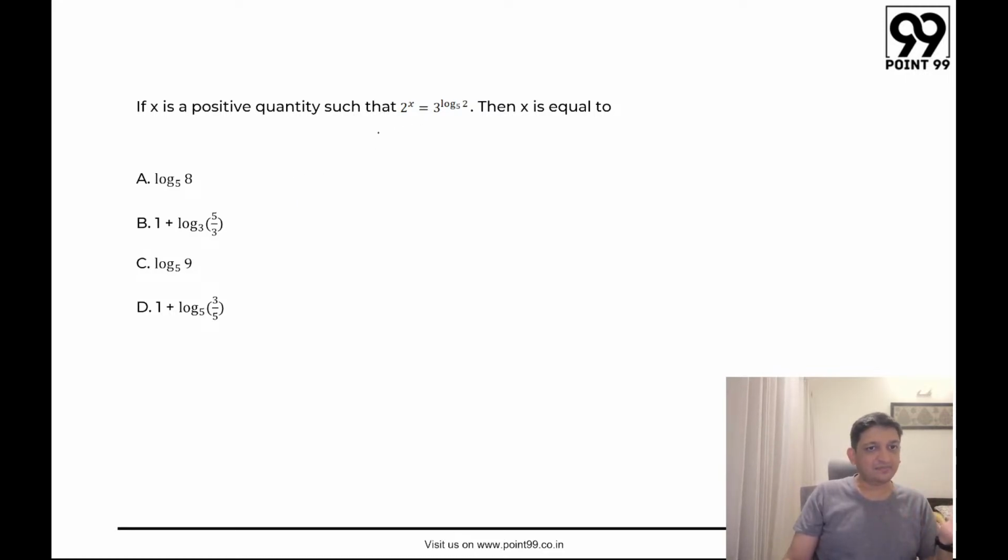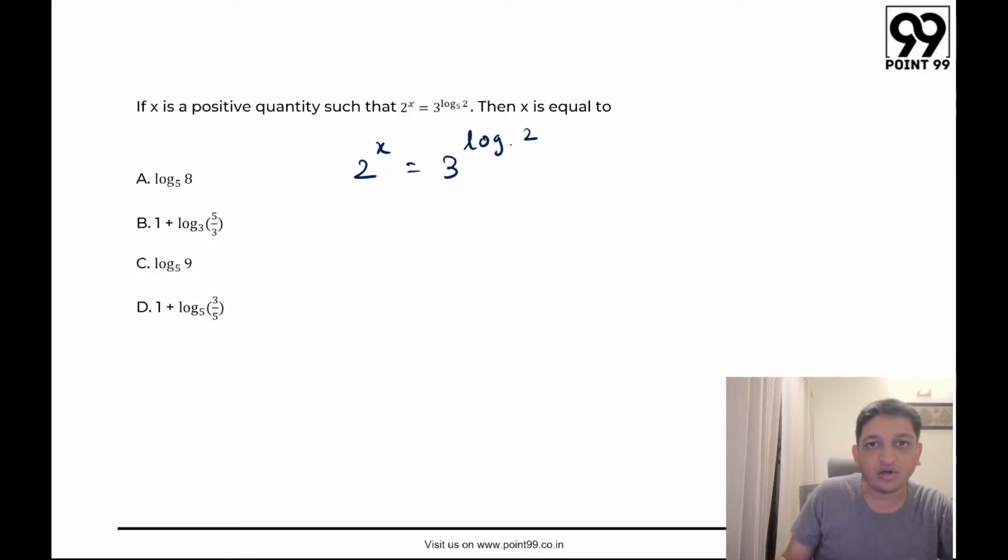So यहाँ पे क्या करना है? Because your answer is expected in the form of logs, right? X के अंदर log का कुछ तो component है. So x is not a number. If x would have been a number, your life would have been much easier. You could have simply substituted it and got your answer. So in this case, let's try to see if we are able to reduce this to a log.